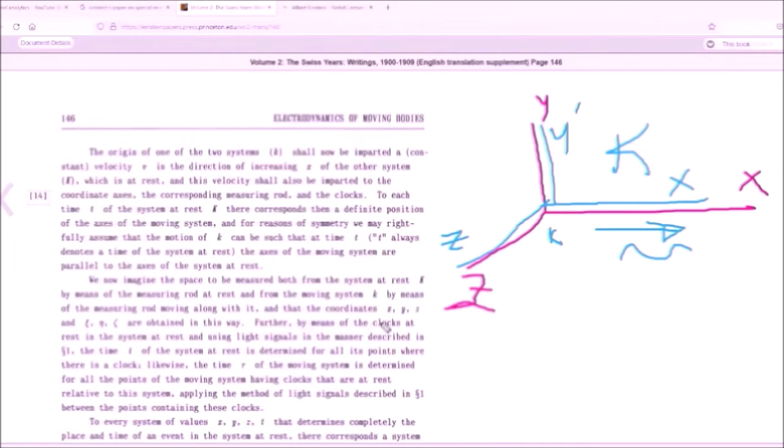Further, by means of the clock at rest in the system at rest, and using light signals in the manner described in section 1, the time t of the system at rest is determined for all its points where there is a clock. Likewise, the time tau of the moving system is determined for all the points of the moving system having clocks that are at rest relative to this system.